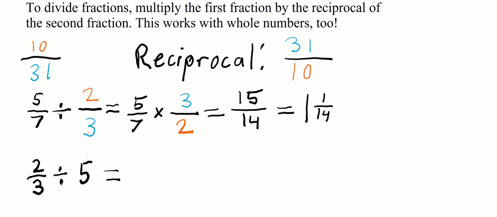Let's try a second one. Here we have 2/3 divided by 5. Let's first write this out with 5 written as a fraction. So we have 2/3 divided by 5/1, because we have 5 wholes, or whole units, or something like that. Basically 5 of some item.